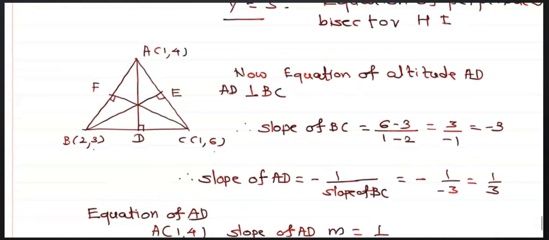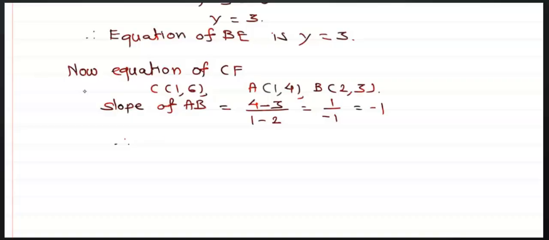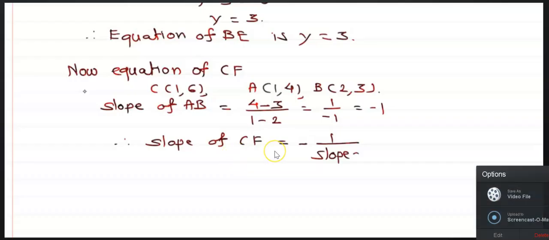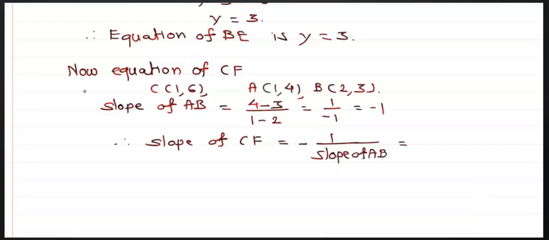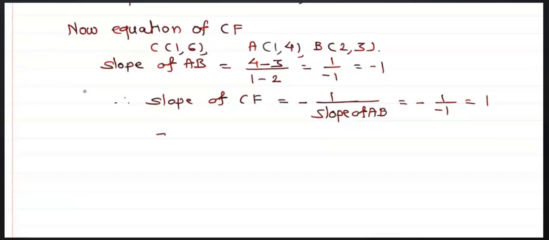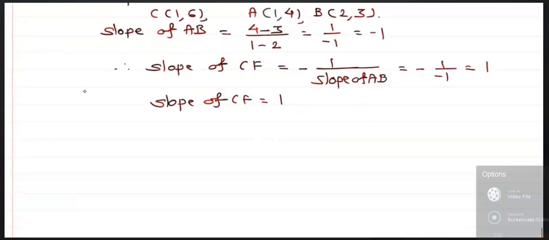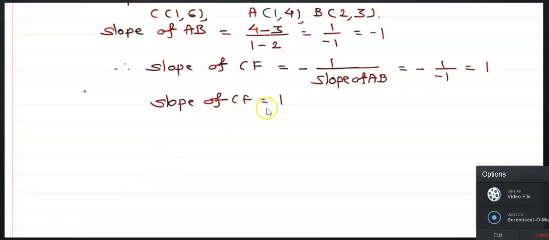that is equal to minus 1, the slope of AB. Slope of CF is equal to minus 1 upon slope of AB, that is minus of minus 1 upon minus 1, which equals 1. So the slope of CF is 1.